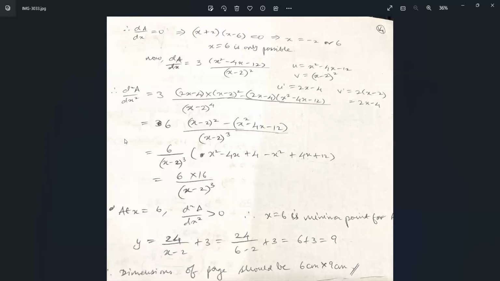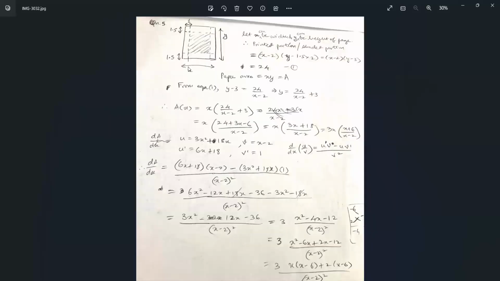Now to find the corresponding y value, I will write y equal to 24 by x minus 2 plus 3. So what I basically get is 6 plus 3, which is 9. I hope you understood the logic behind how we solve this. So the dimensions of the page finally is 6 centimeter into 9 centimeter. It is this 6 and this is 9 centimeter.